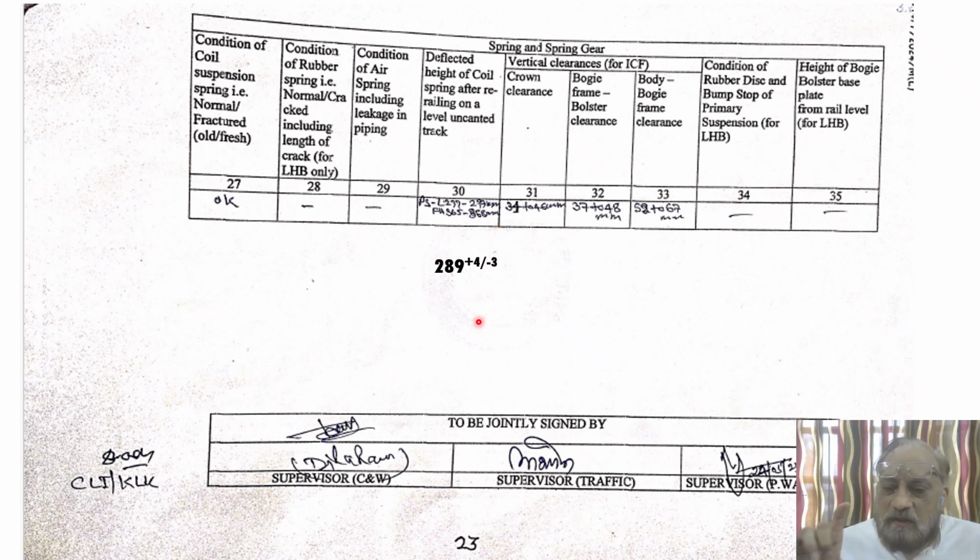So that means the height obtained is by inserting an extra amount of packing under the coil spring.